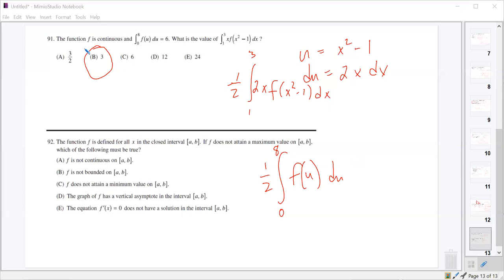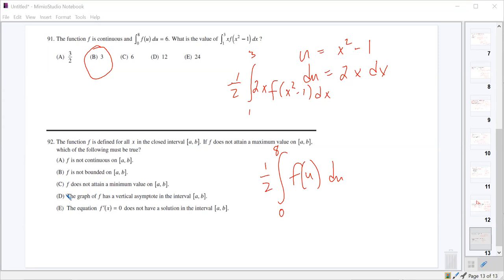All right, 92, f is defined for all x in this interval, but f does not attain a maximum on the closed interval from a to b. So let's just sort of eliminate something. So this seems like it's a little bit contradictory to what we know. Normally, if we have a closed interval, it has to attain a maximum value, right?